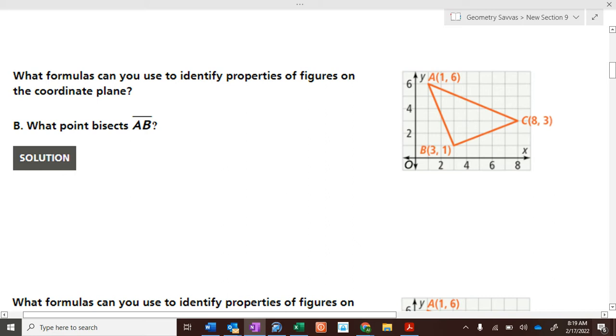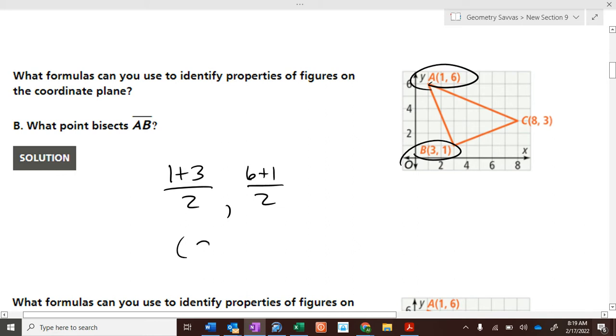What the midpoint formula does is you add up the two x values, divide by 2, add up the two y values, divide by 2. Okay? So if we're doing it for AB, you add up the two x values, 1 plus 3, and divide them by 2. You add up the two y values, 6 plus 1, and divide them by 2. What's 1 plus 3? 4. Divided by 2 is? And then 6 plus 1 is? 7. Divided by 2 is? 3.5. Okay? Midpoint formula.